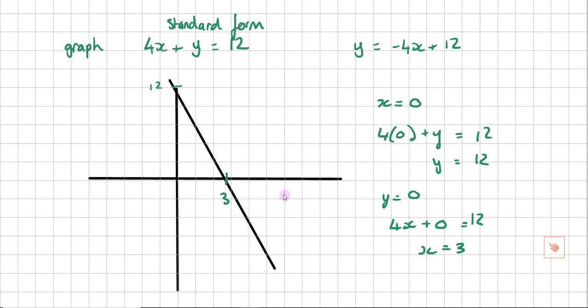Now, the question is, if I can draw that line, then how can I show 4x plus y should be less than 12? That's the inequality. So the line would be dotted, because it does not include the line, yeah? And then everything below the line should be shaded.